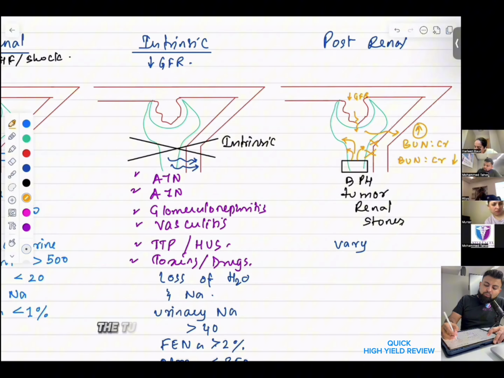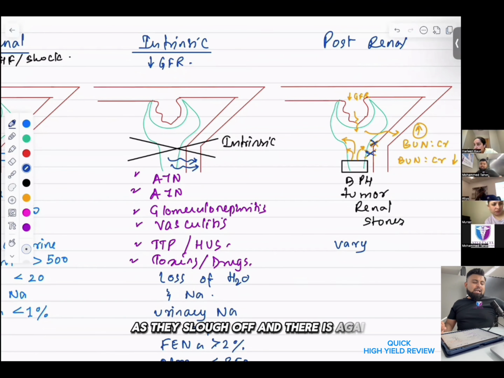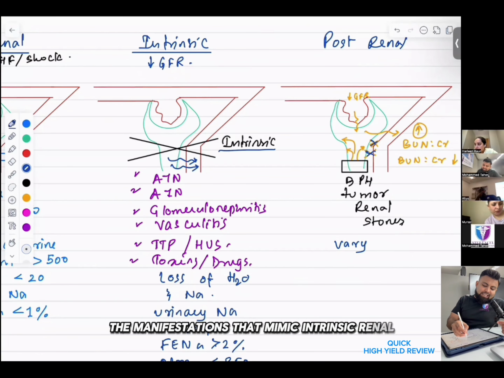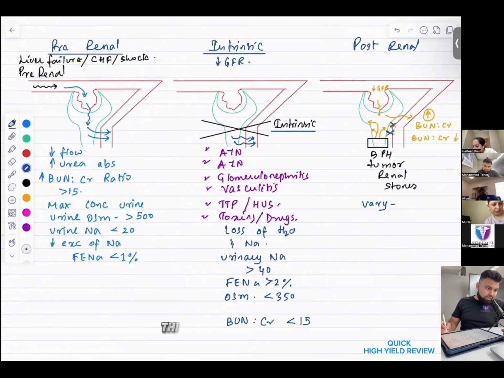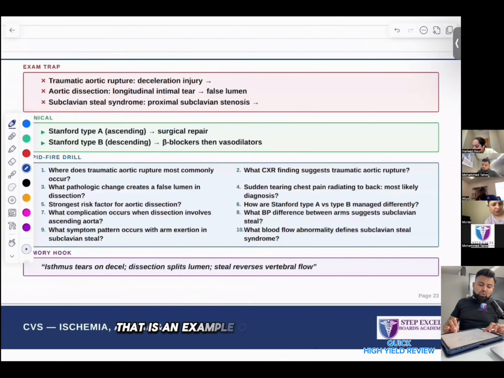Why? Because now the tubular epithelial cells are getting damaged. Once they are damaged, they slough off, and again the manifestations mimic intrinsic renal, isn't it? It's just like intrinsic renal now. So usually it varies. That's why they're not going to test you on this for BPH or renal stones. That is an example of post-renal azotemia.